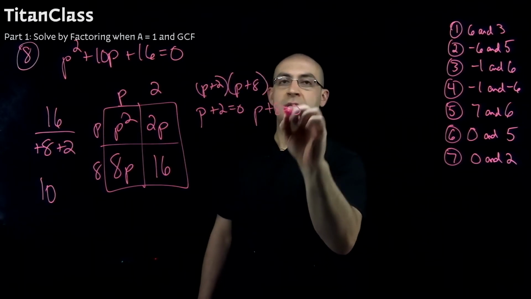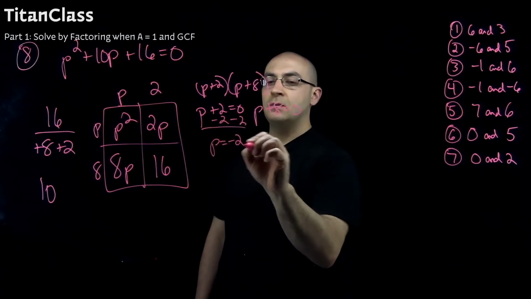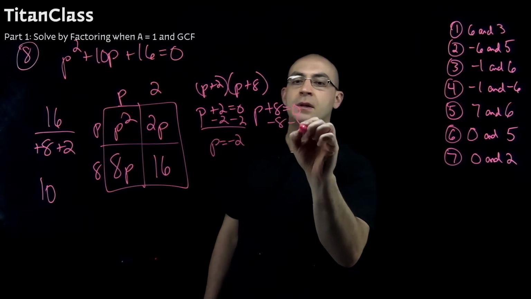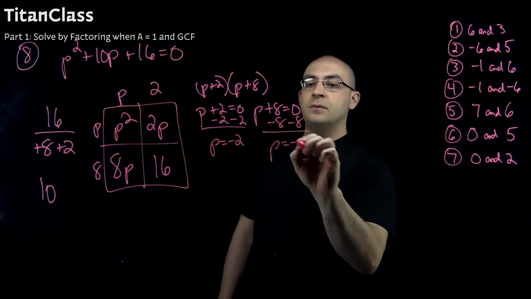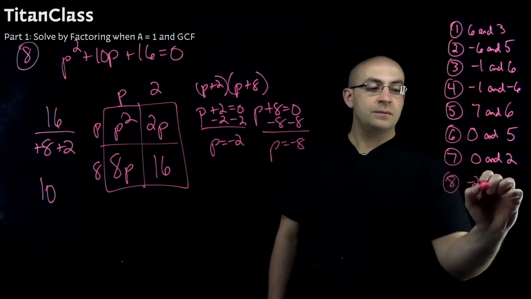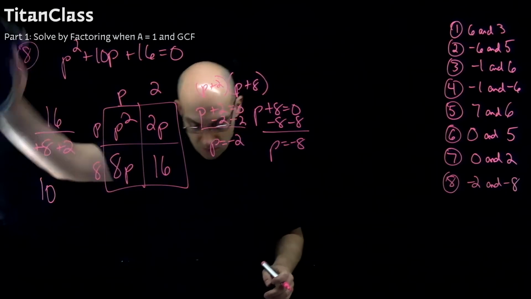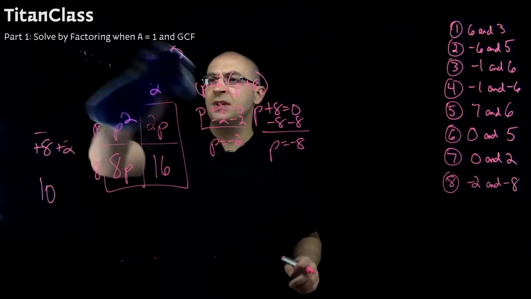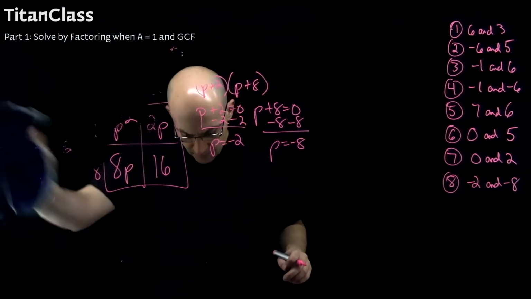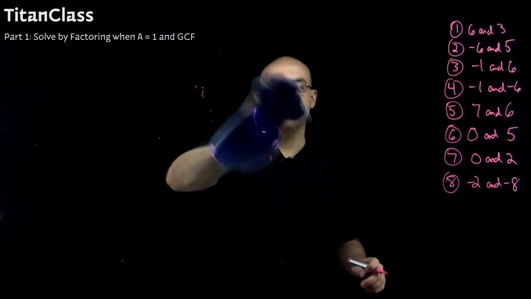And then p plus 8 equals 0. So we'll subtract 2 on both sides here. We'll have p equals negative 2. And we'll have p equals negative 8. So for number 8, we're going to have negative 2 and negative 8. Okay. Almost done with this section with a is 1. We have 2 more problems with a is 1, and then we'll move on to a is greater than 1.